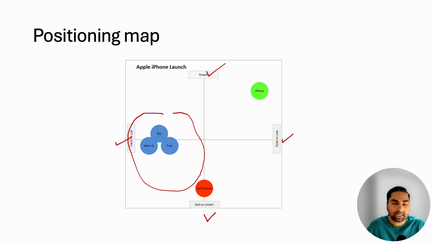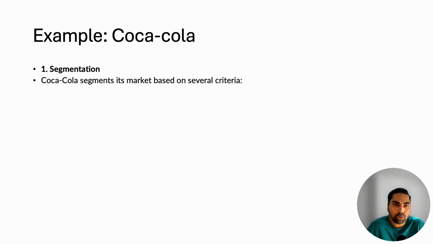Let me just give you an example of a current company. Coca-Cola is one of the biggest brands in the world. So let's see, how do they do this segmentation, targeting, and positioning exercise?